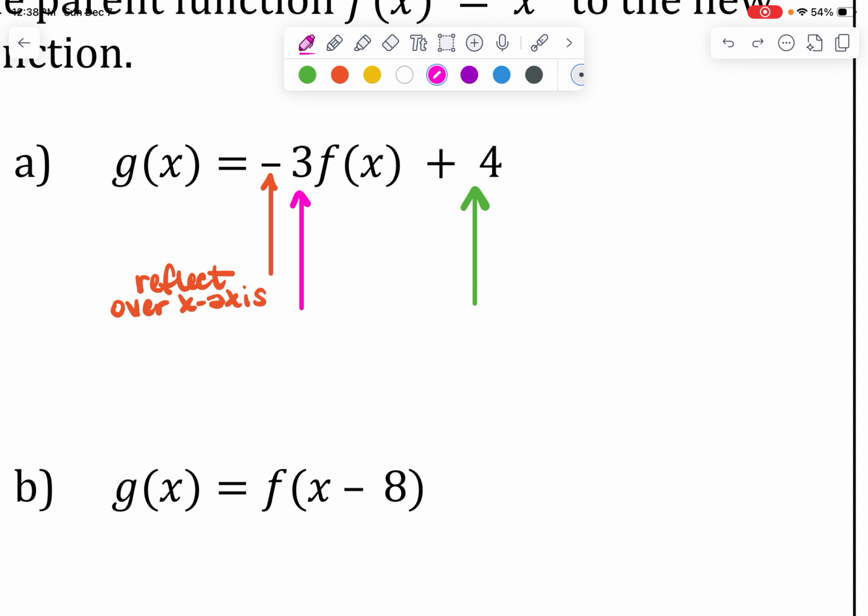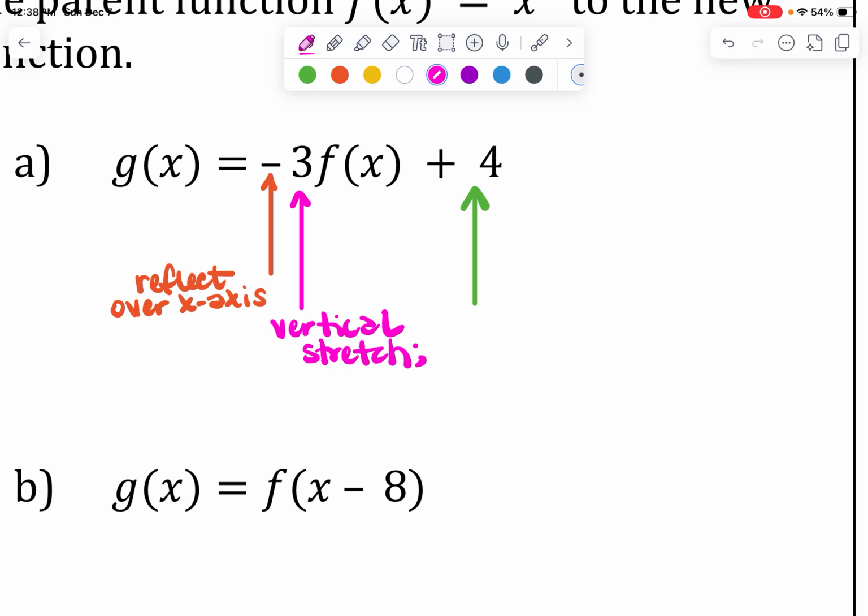The 3 in the front, remember, the 3 means that you're stretching it 3 times taller. You're grabbing those arrows and pulling them up or down, in this case. So this would be a vertical stretch by a factor of 3. You could just write vertical stretch, that's fine.